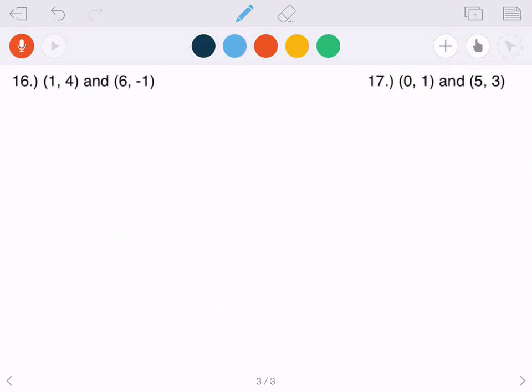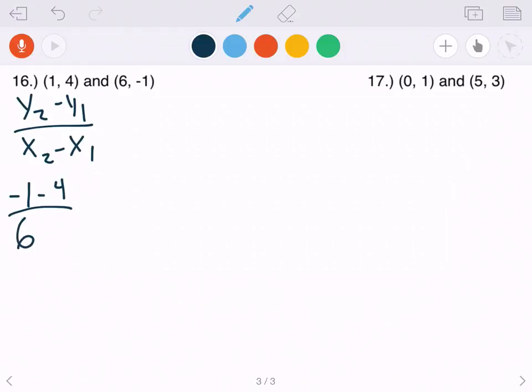Last two problems, these are going to be a little bit more challenging. In order to find slope from 2 points, we have to remember back to our slope formula: y2 minus y1 over x2 minus x1. First I'm going to solve for the slope. I'm going to do negative 1 minus 4, because I'm taking the y value from the second ordered pair and the y value from the first ordered pair and subtracting them. Then on the denominator I'm going to have 6 minus 1. So I'm going to get negative 5 over 5, which gives me a slope of negative 1.